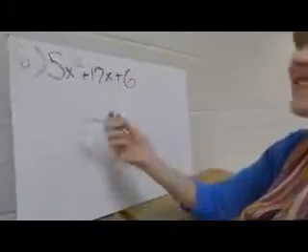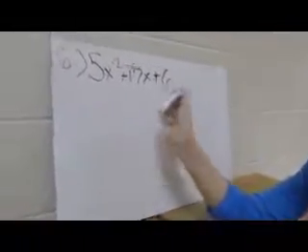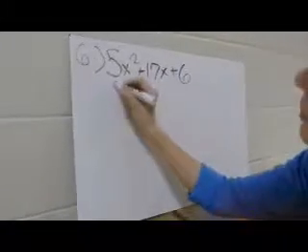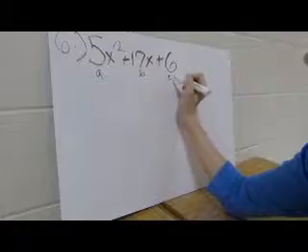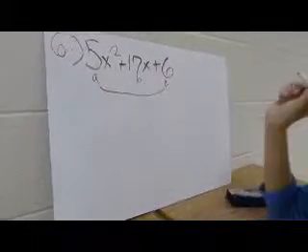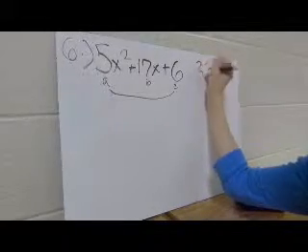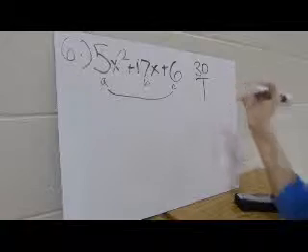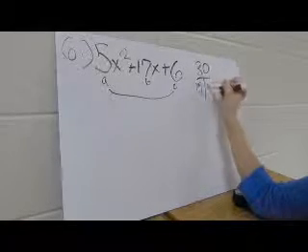Okay, so this is our 6th problem, 5x squared plus 17x plus 6. You're just going to want to multiply your A term and your C term, which is 5 and 6 for us today, and that equals 30. Now you're going to want to find multiples of 30 that add up to B. So we're going to use 15 and 2.